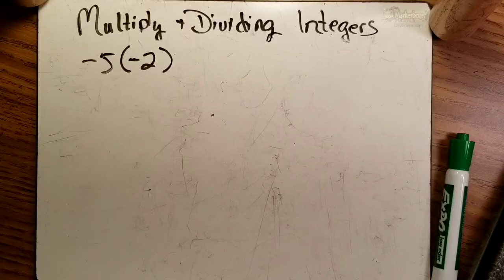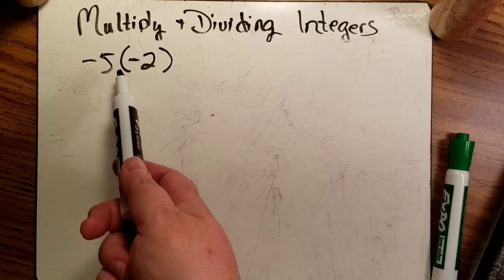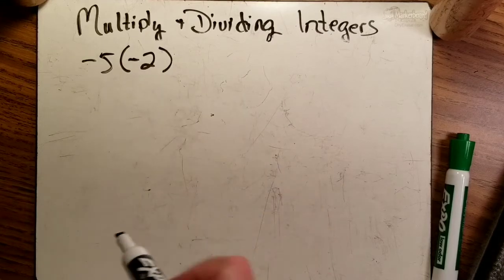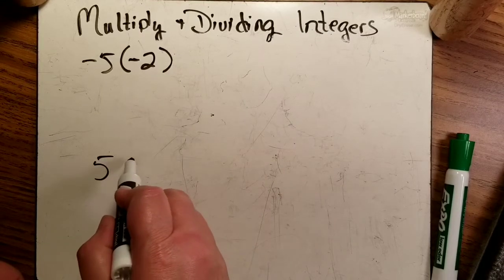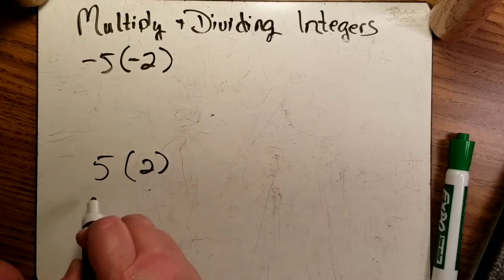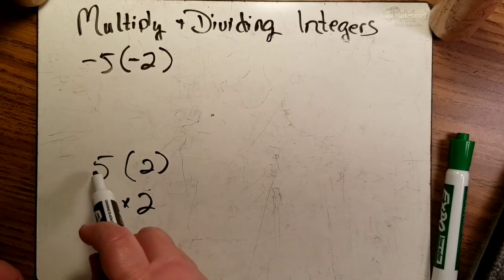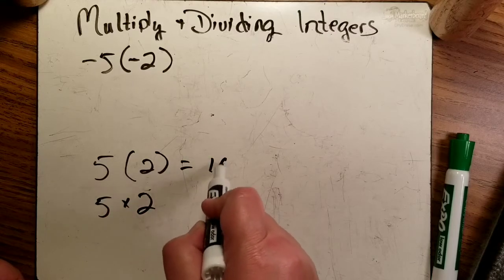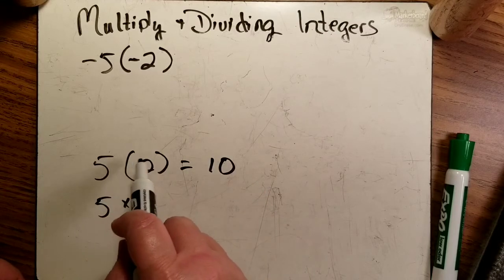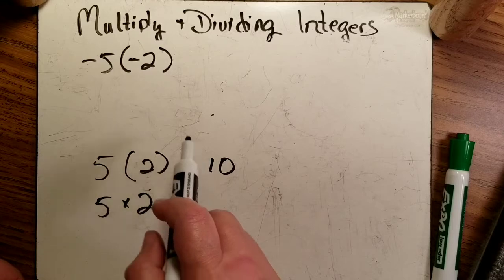You're multiplying and dividing integers, it is very much what you're used to. Here we have -5 times -2. Now if we had done that with positives, it would have been 5 times 2, or what you're used to seeing with the x, 5 times 2. 5 times 2 equals 10. That's a positive times a positive is a positive.